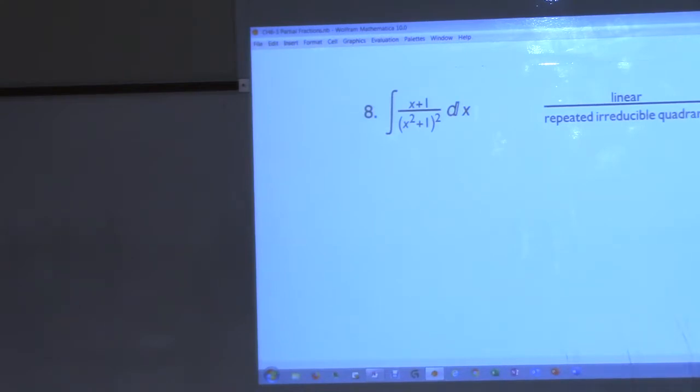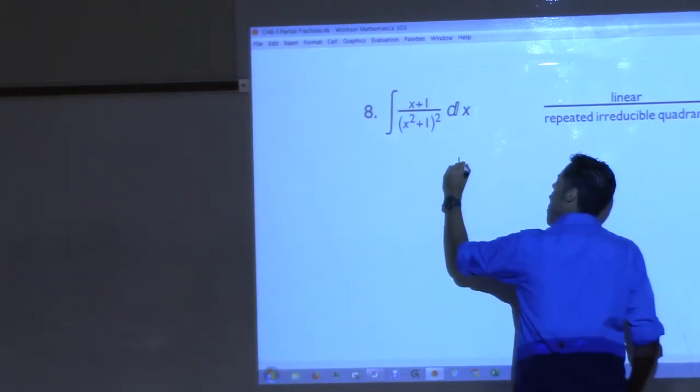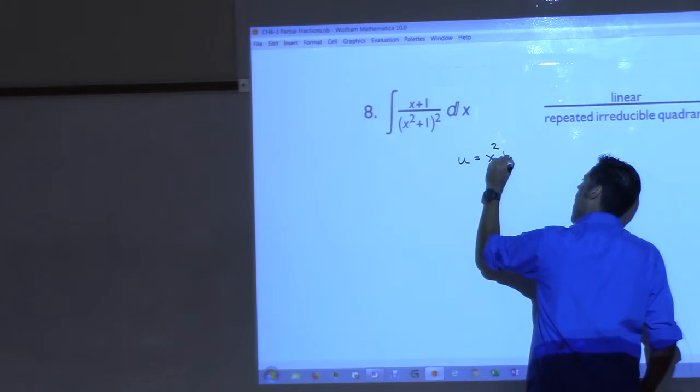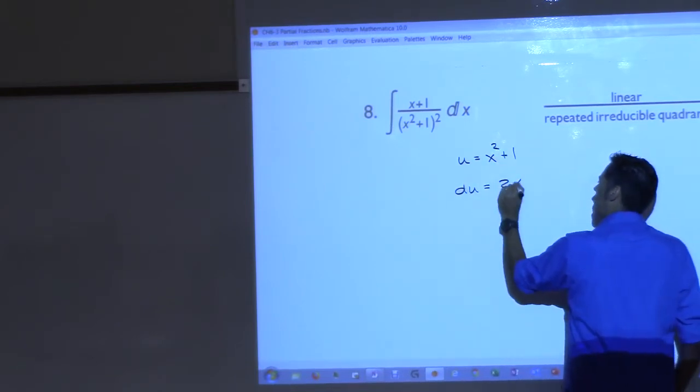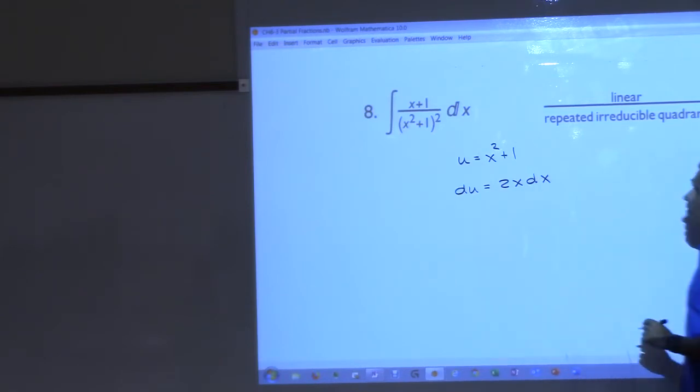Well, how did we do the last one? U sub, and then we started to try and get clever with it. Okay, so let's try that. If we were to let u be equal to x squared plus 1, du is what? 2x dx. Now, I would love to have a 2x dx up there. I don't have a 2x dx. I have x plus 1.